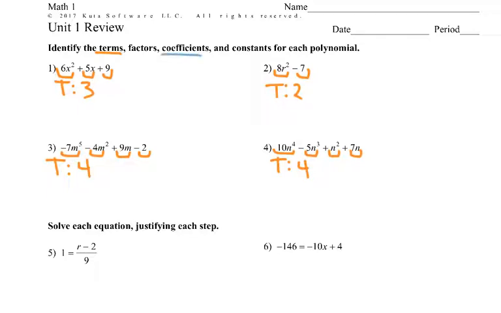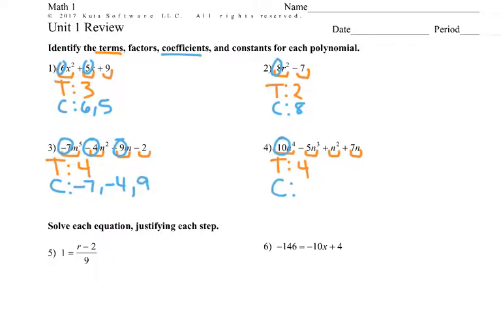Okay, so a coefficient with a variable is a term. So coefficients would be the numbers with the variables. So 6 and 5, 8. Okay, not the numbers. -7, -4, and 9. And on number 4, the coefficients, 10, -5, technically that's a 1, and a 7.